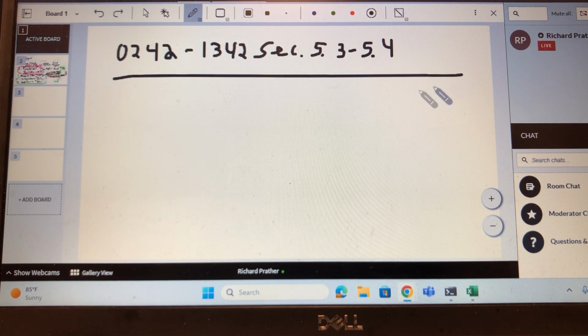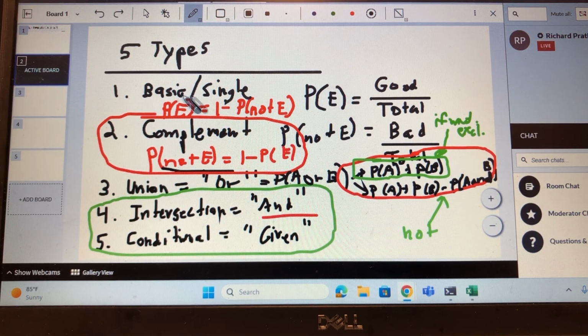and 5.4. And we previously did basic and single probabilities, complements, and unions or ORs. So I'm pretty sure 5.3 has to do with intersection, which are ANDs, and then 5.4 is probably conditional. Or maybe both of these are in 5.3 and 5.4 might be what are called counting techniques.